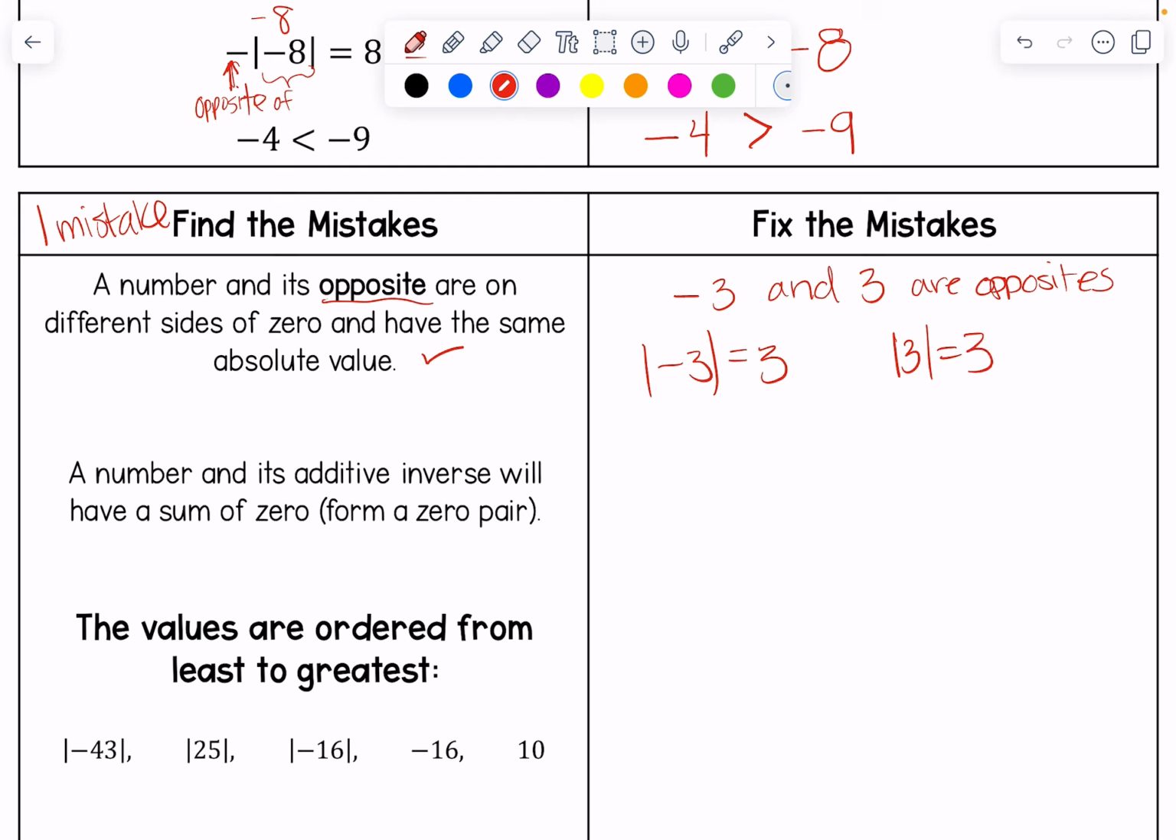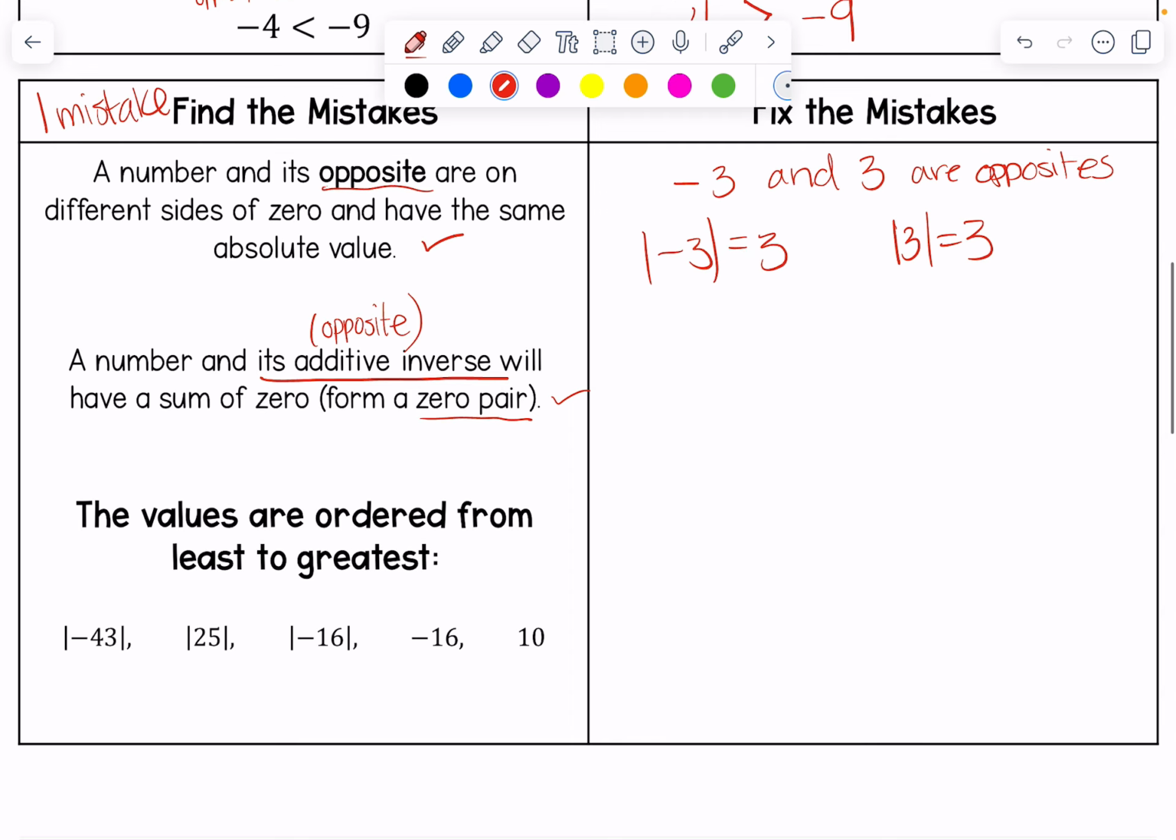The second statement: a number and its additive inverse will have a sum of 0 or form a zero pair. We haven't talked a whole lot about additive inverses. We'll talk more about that later in the next few days. But additive inverse is just a fancy way of saying opposite. So this is saying a number and its opposite will have a sum of 0 or form a zero pair. We'll talk more about zero pairs when we get to adding, but that's also true.